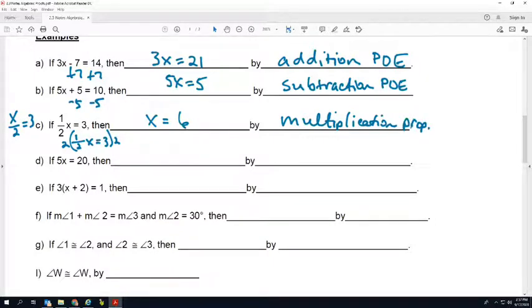Okay, next, to solve this, we have 5x equals 20. That 5 is being multiplied times x, so to undo it, we're going to divide both sides by 5. So that gives me x equals 4, and I use the division property.